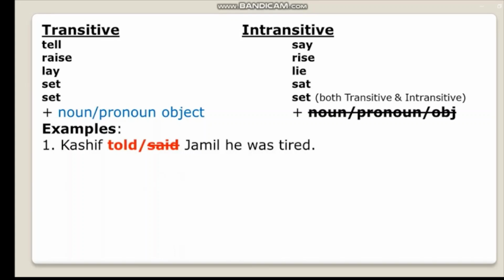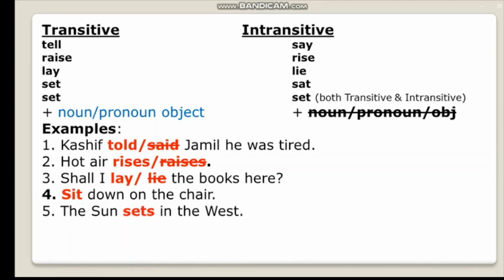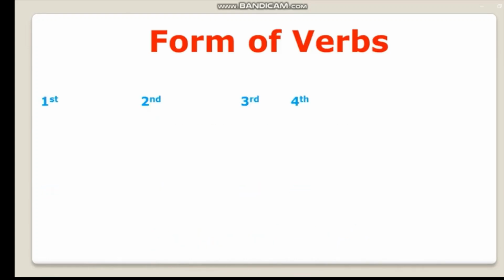Examples देखते हैं कुछ और। Number 1, Kashif told Jamil he was tired. Not said over here. Number 2, hot air rises in the air. Number 3, shall I lay the books here? Number 4, sit down on the chair. Number 5, the sun sets in the west. Number 6, she sets the table beside the window.